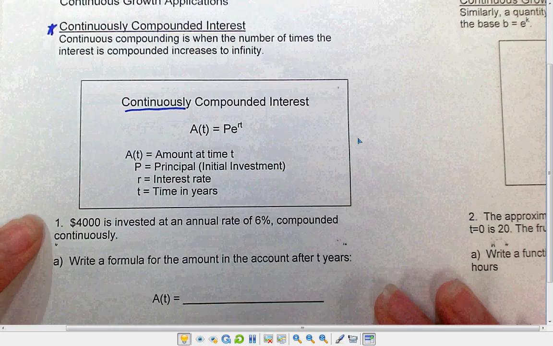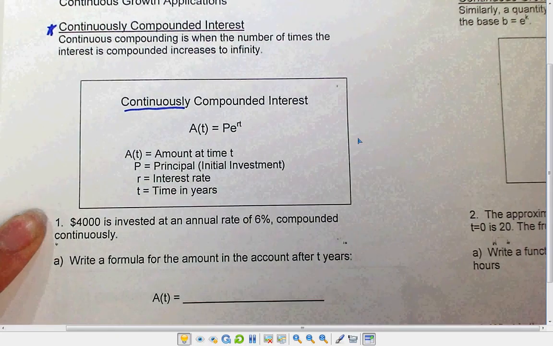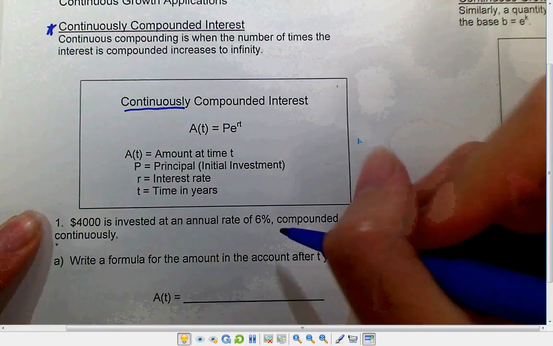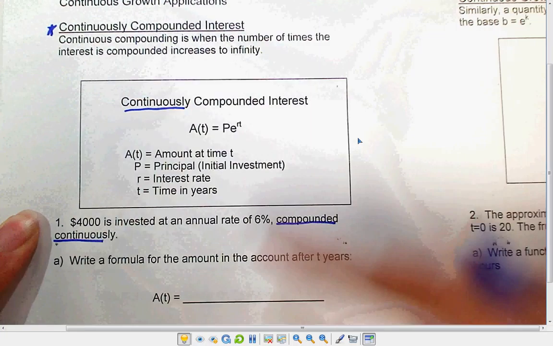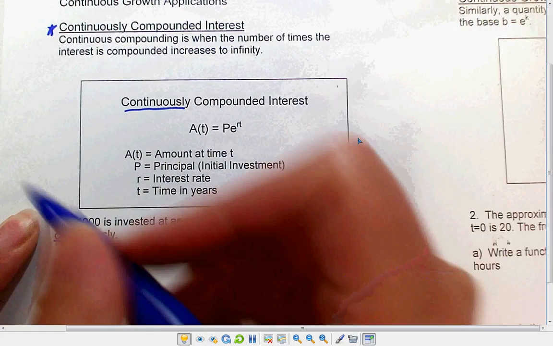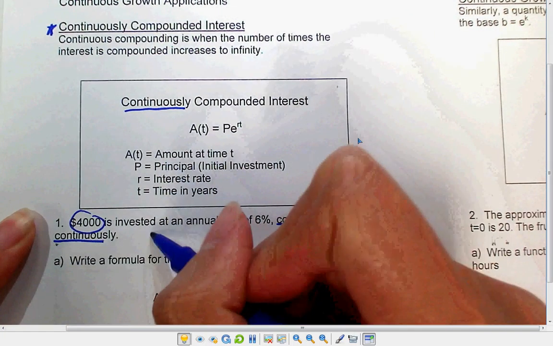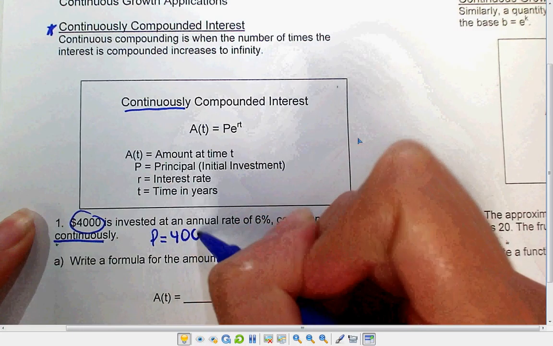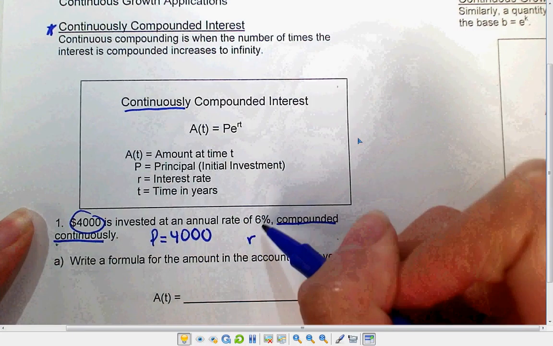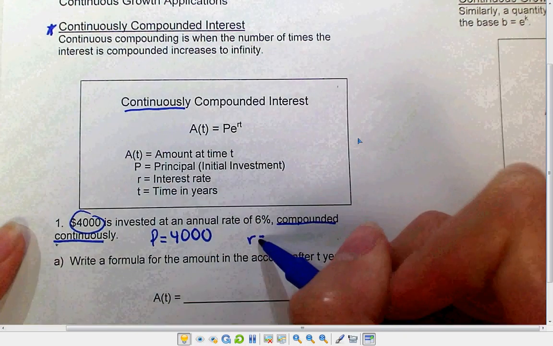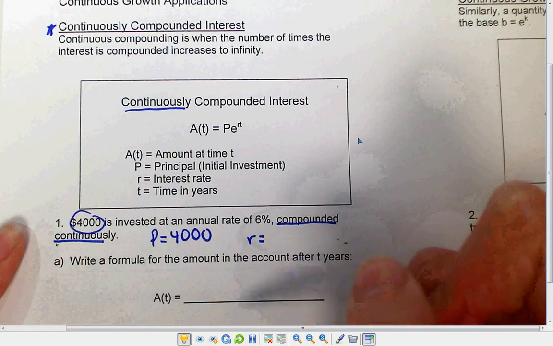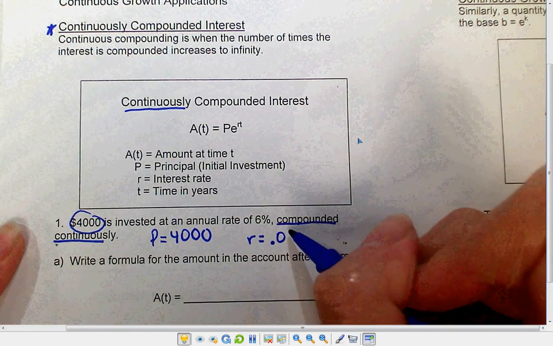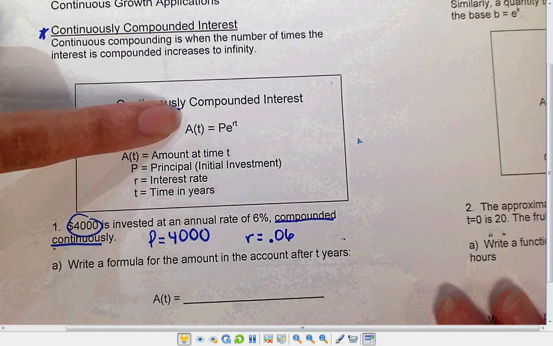For number one, $4,000 is invested at an annual rate of 6%, compounded continuously, so this is what tells me this is the equation I'm going to use. 4,000 is what I'm starting off with, so that's my principal. And then I have an annual rate of 6%. Again, make sure that you're turning this from a percent into a decimal, so this is 0.06.